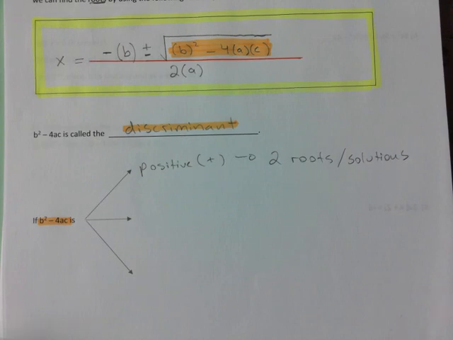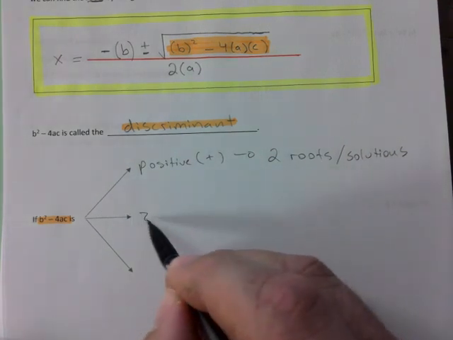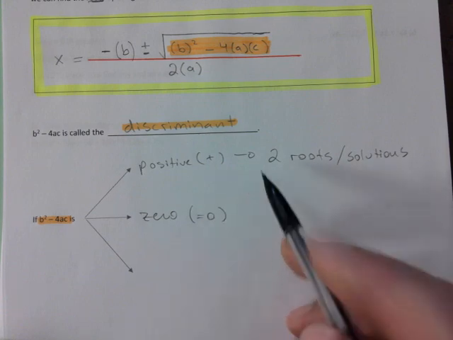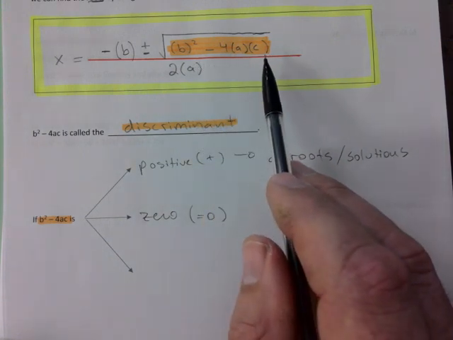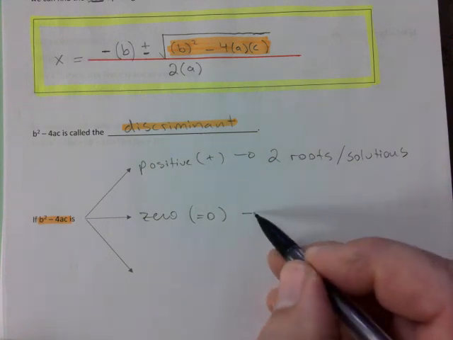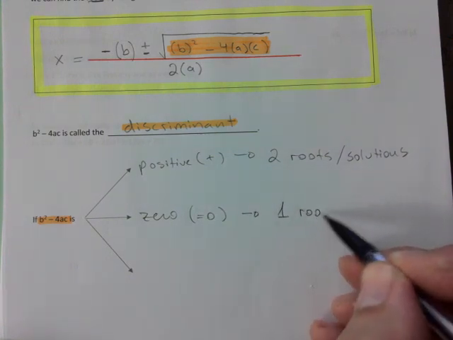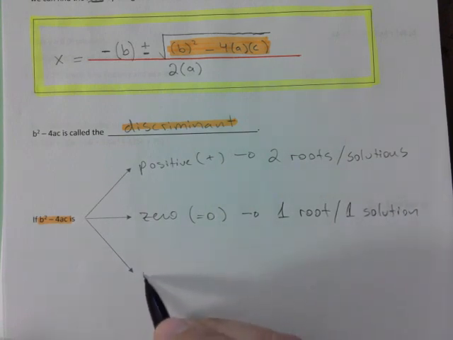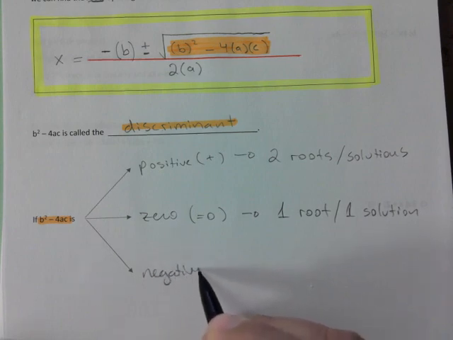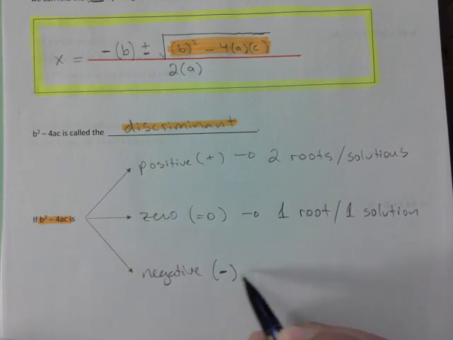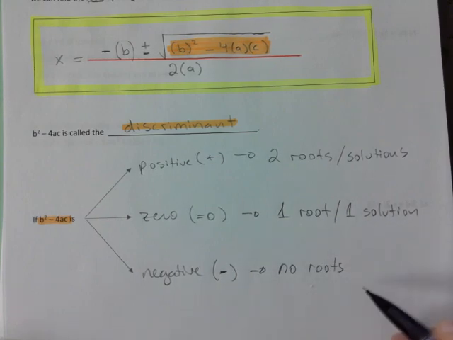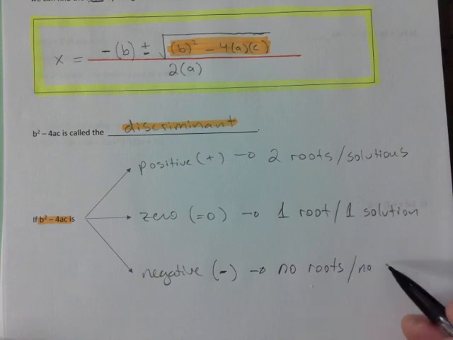Guaranteed. If the discriminant is 0, obviously equals 0, if whatever is in the root, you compute it and you get a 0, then you will have one root, one solution. And if it's negative, you will have no roots, no solutions.